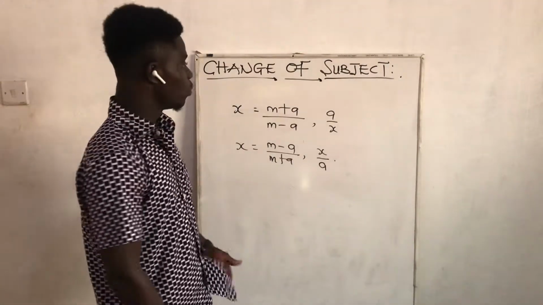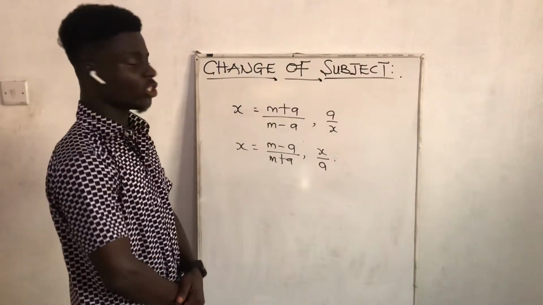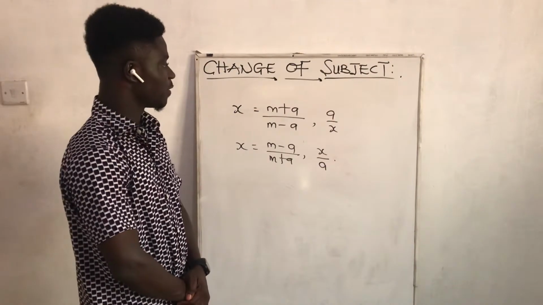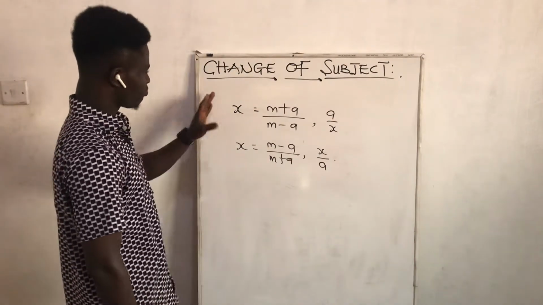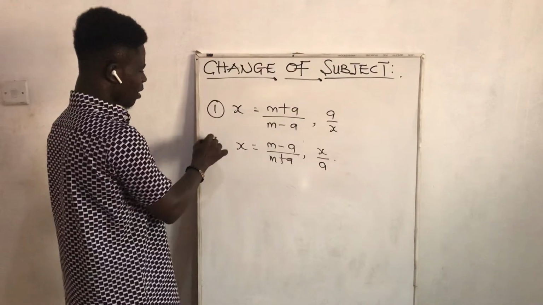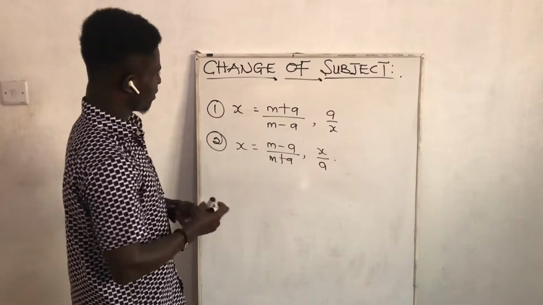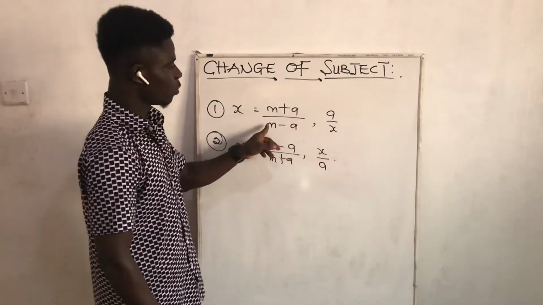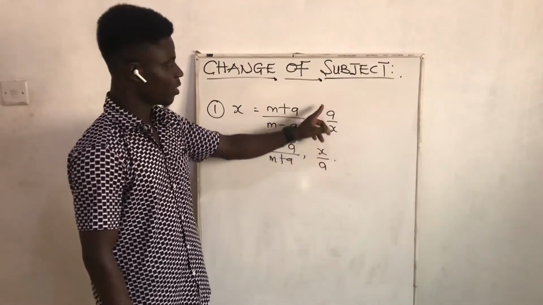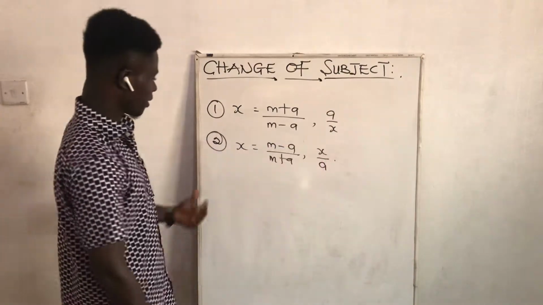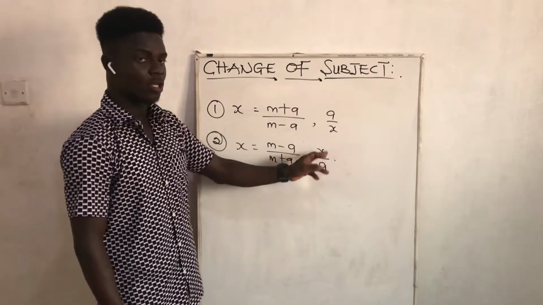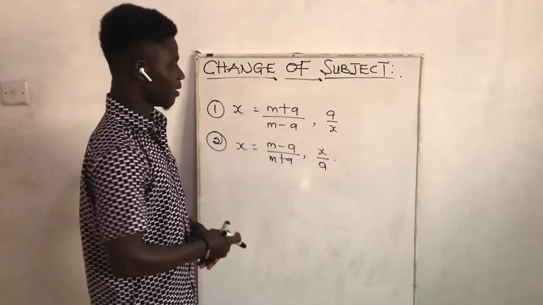Alright, please let me make a correction here. On our last video, we were treating change of subjects as relations involving fractions. Then I gave you assignments on this question. Question 1, then question 2. I said x equals m plus a all on n minus a. You have to make a on x the subject. And also I gave you x equals m minus a all on n plus a. You have to make x on a the subject.